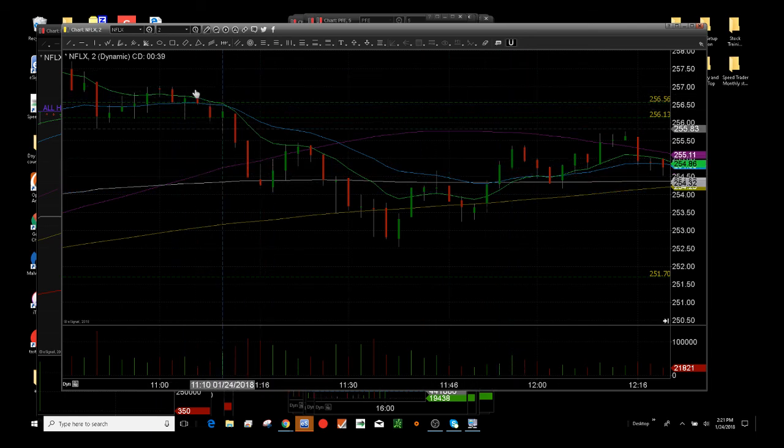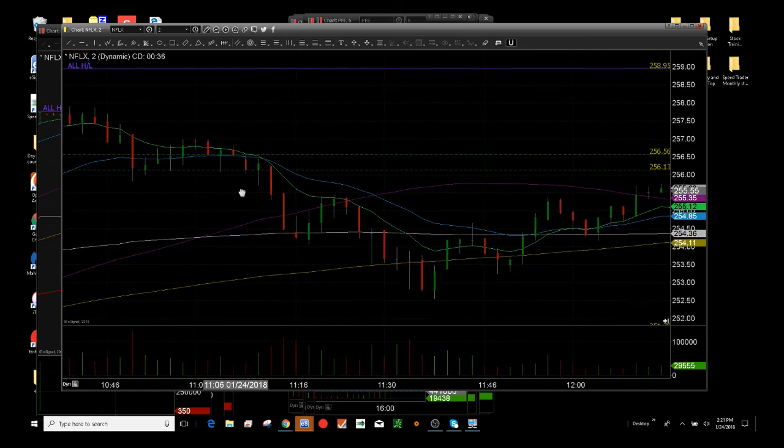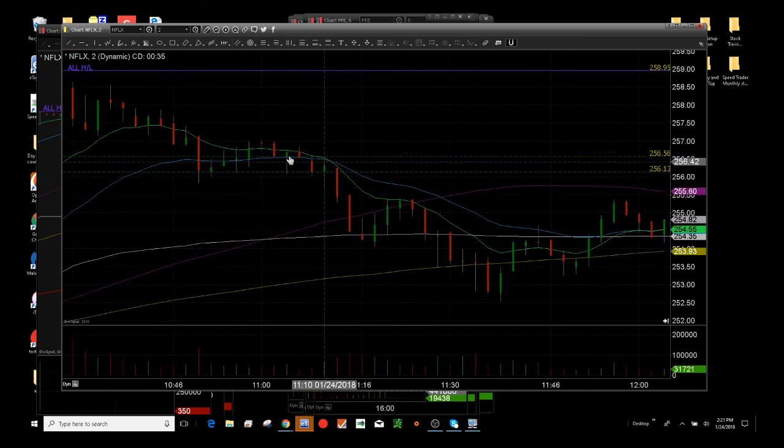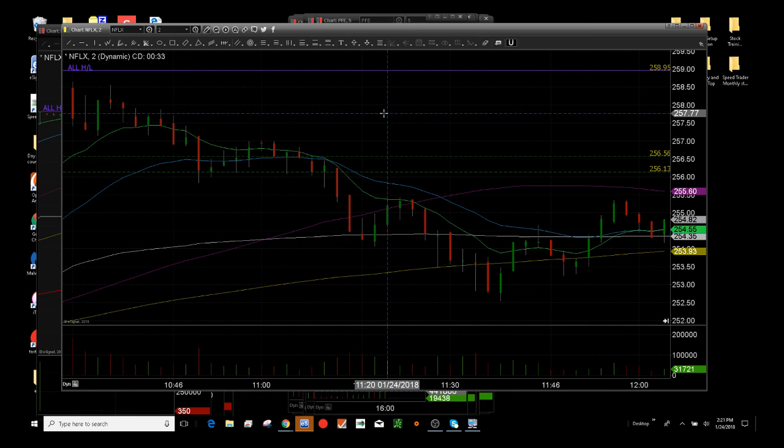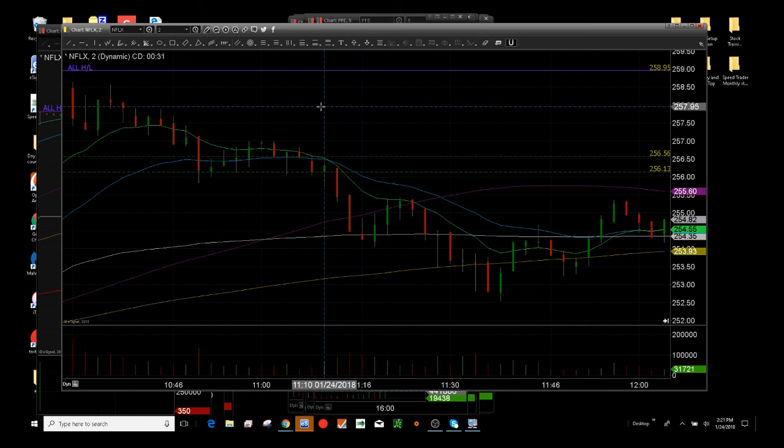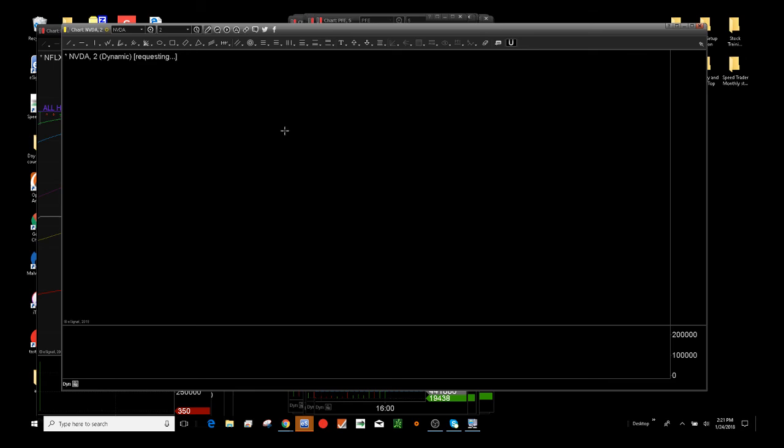So this is one of my favorite reversals, when this 9 crosses here. And there was another trade today that did that. Was it NVIDIA? NVDA did the exact same thing today.